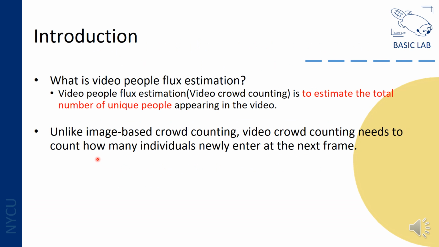So first, let me explain what is Video People Flux Estimation. Video people flux estimation, or we can say video crowd counting, is to estimate the total number of unique people appearing in the video. Unlike single image based crowd counting, video crowd counting needs to count how many individuals newly enter at the next frame.